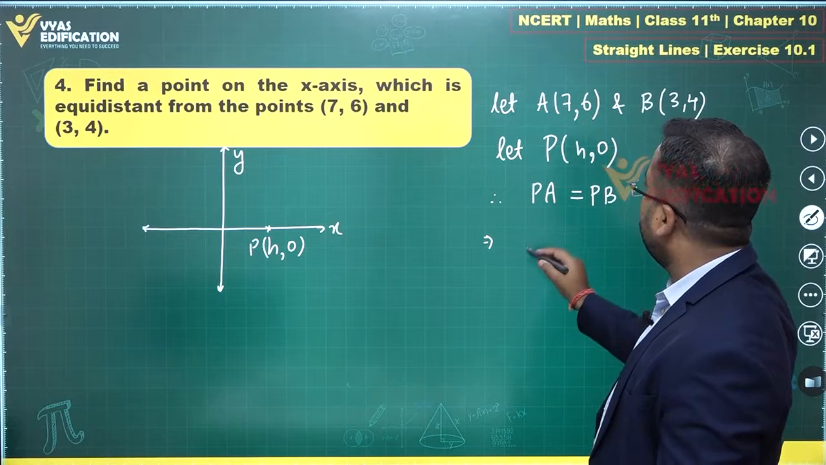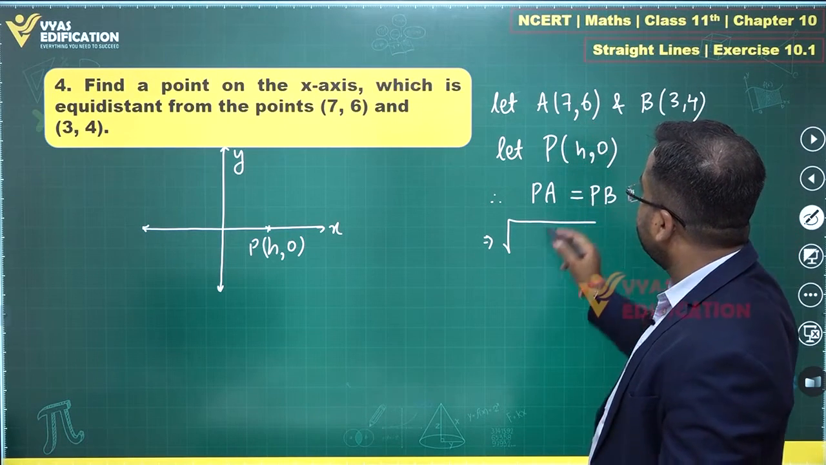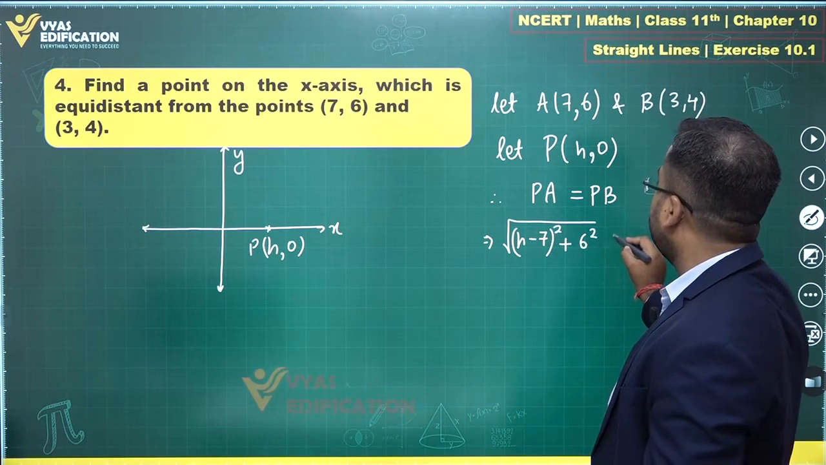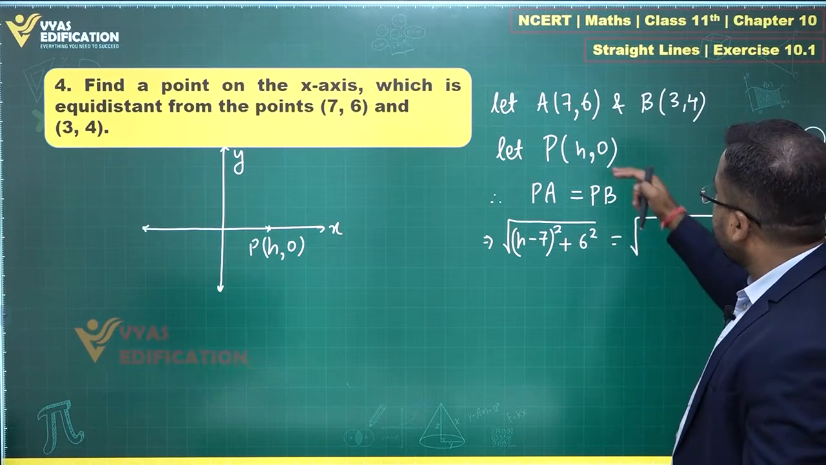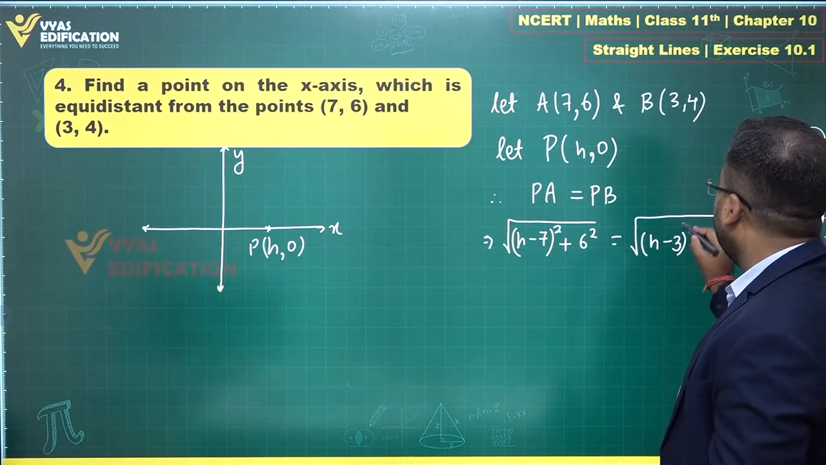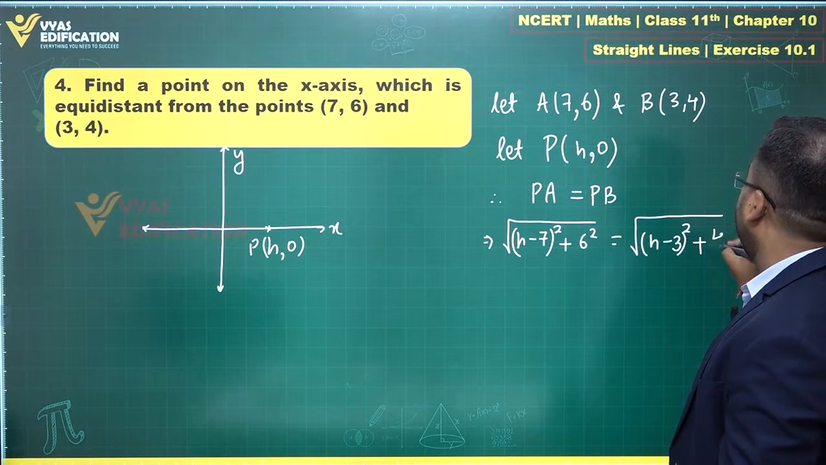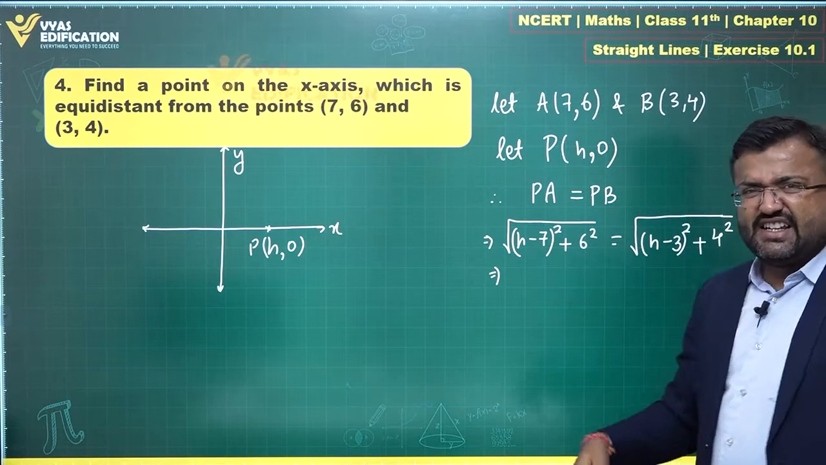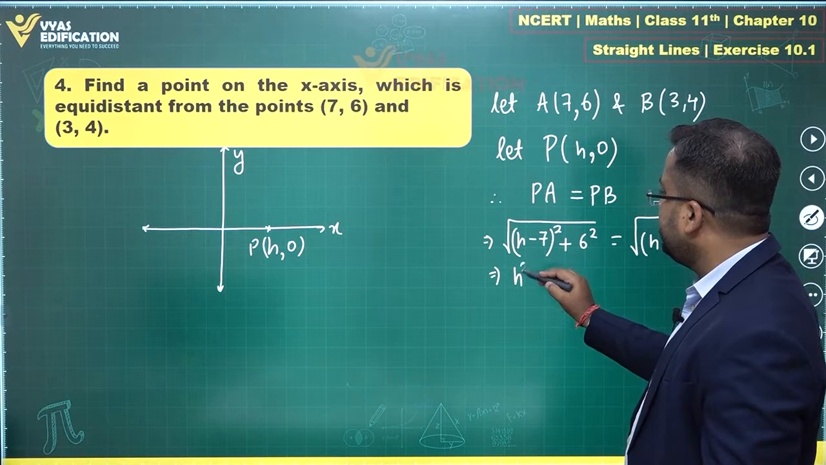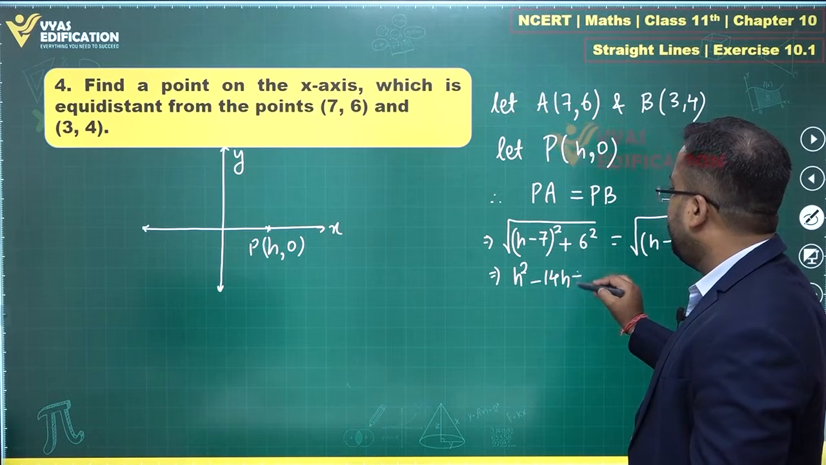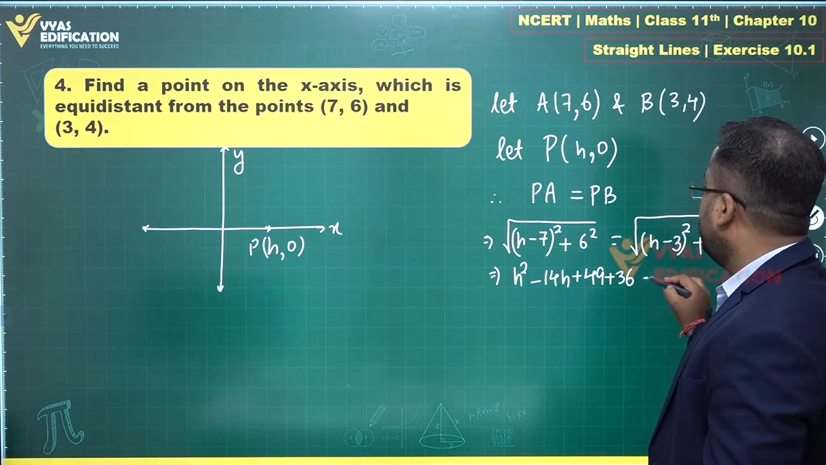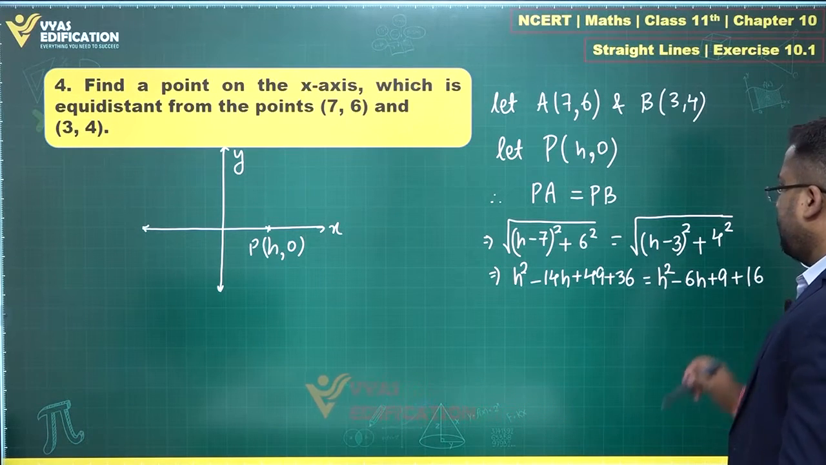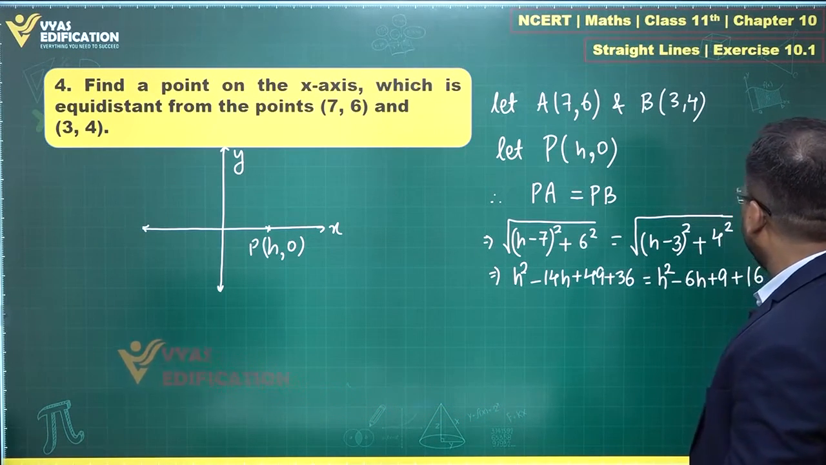What you simply say is, this is PA, which is under root of x1 minus x2 whole square, which is h minus 7 whole square, plus 0 minus 6 whole square, which is 6 square, equal to under root of PB, which is h minus 3 whole square, plus 0 minus 4, which is 4 square only. This is what you get, right? And since you have under roots on both sides, let's square and see where that takes us. This becomes h square minus 14h plus 49 plus 36 is equal to h square minus 6h plus 9 plus 16, squaring and then expanding as well.